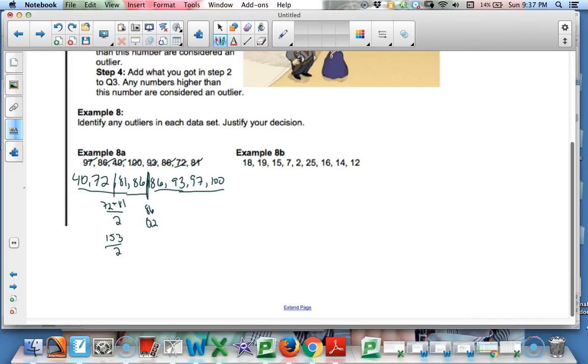Let me just check because I don't want to get it wrong, because then y'all be making fun of me in class and it'll hurt my feelings. I'll cry. Yes, it's 76.5. Okay, so Q1 is 76.5.